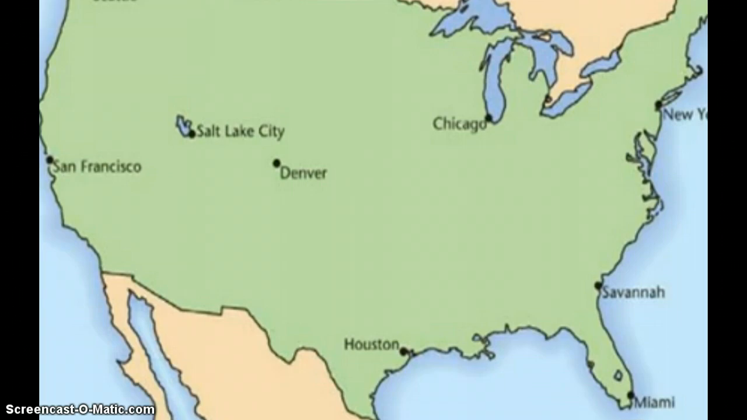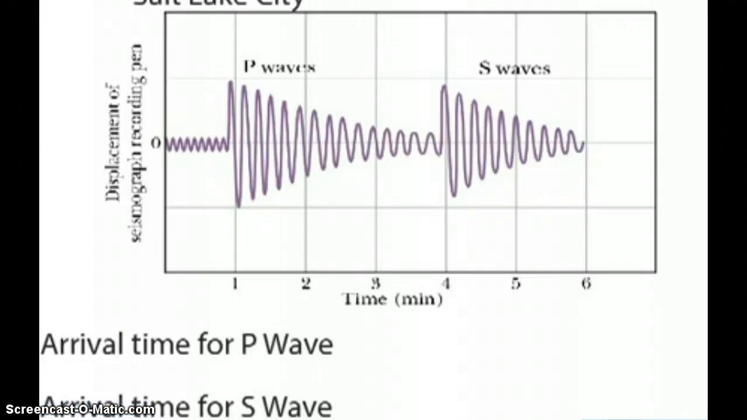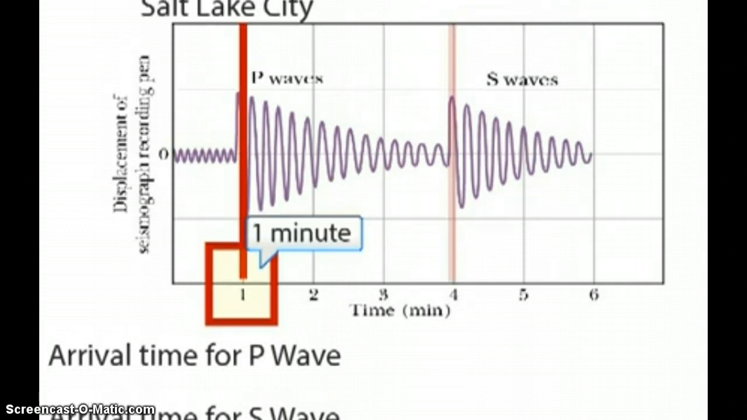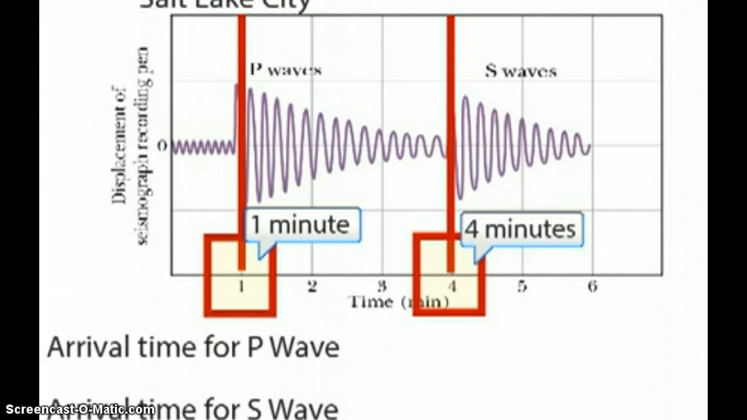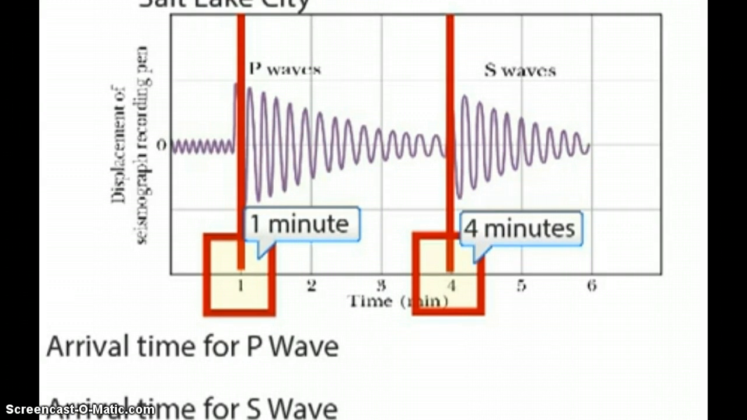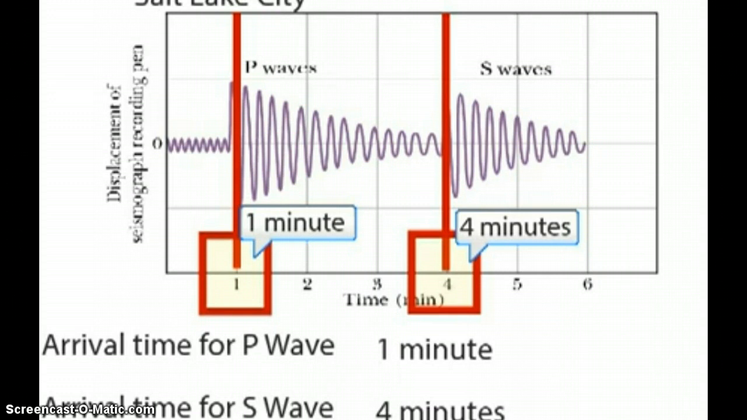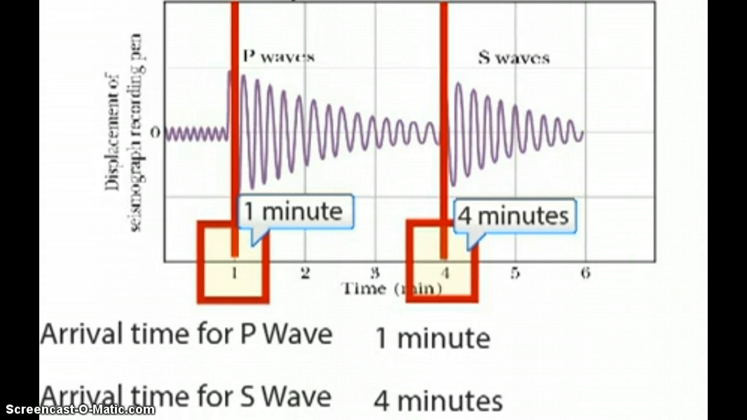Let's do an example of how to locate the epicenter for an earthquake that takes place in the United States. This is a seismograph from Salt Lake City. Here's where the P wave arrived. It was 1 minute. Here's where the S wave arrived. That was at 4 minutes. So let's write that down. The arrival time for the P wave was 1 minute. The arrival time for the S wave was 4 minutes.